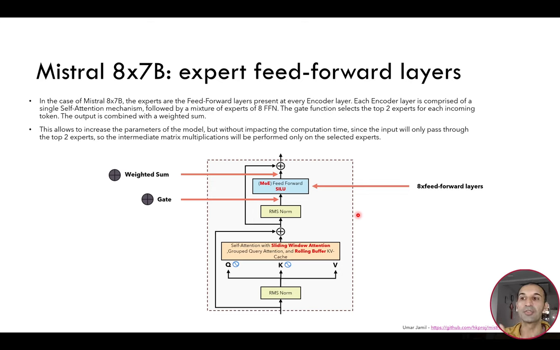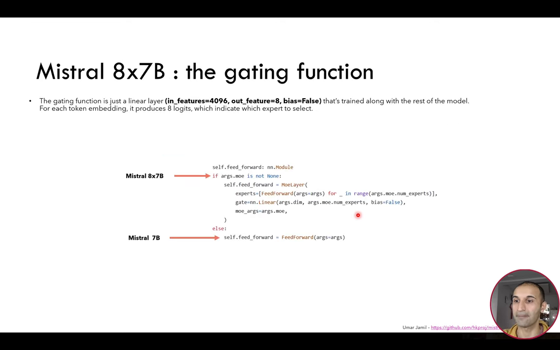So this is why we use a mixture of experts, because we want to increase the size of the parameters of our model, so the model becomes more powerful at capturing information, but at the same time we don't sacrifice on performance, because we only use a subset of the experts for each token.